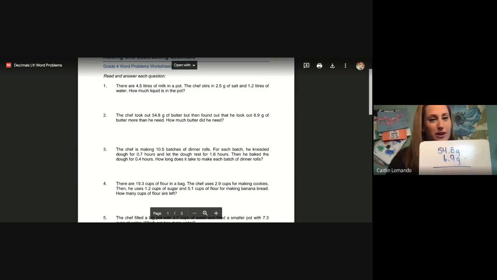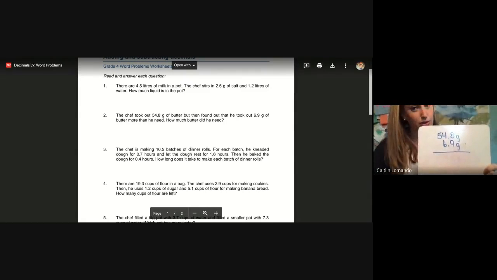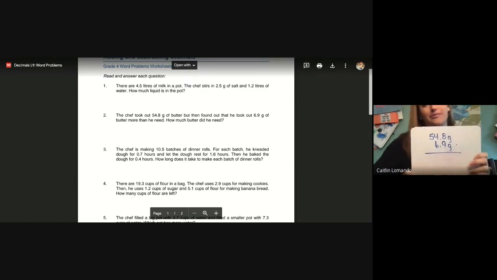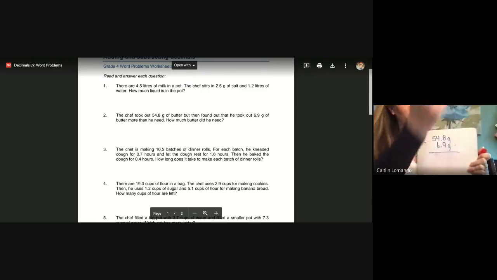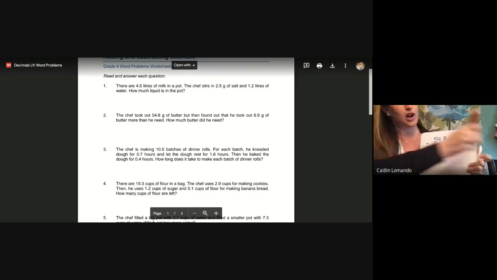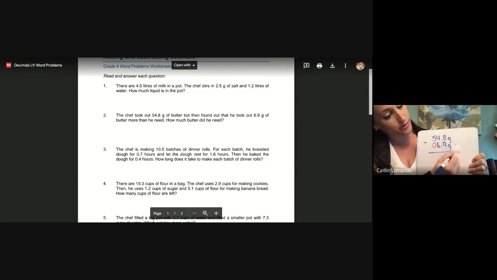So what do you think we're going to do with these two numbers? Are we going to add or subtract to find out how much he needed? For this one, kind of tricky, we're actually going to subtract. Again, if you want to, you can totally put in a 0 as a placeholder. So we always start all the way to the right. Our unit is grams. We cannot say 8 take away 9. So we go to the 4, it becomes a 3, and this 8 becomes an 18. 18 take away 9 is 9.